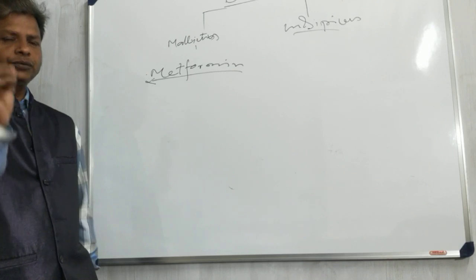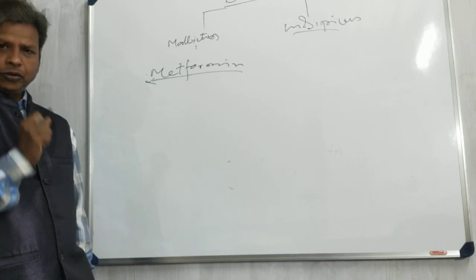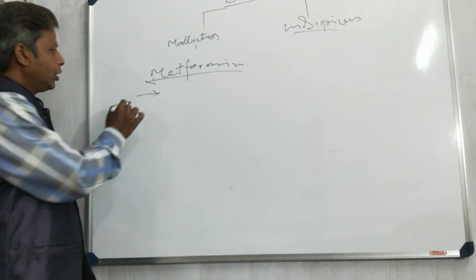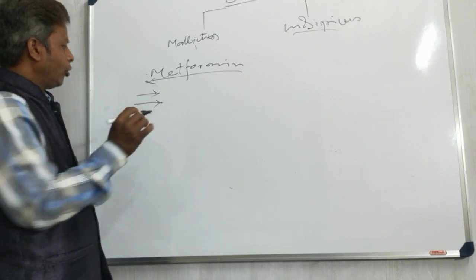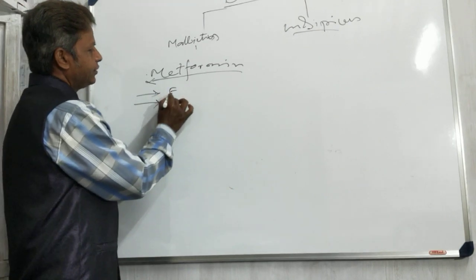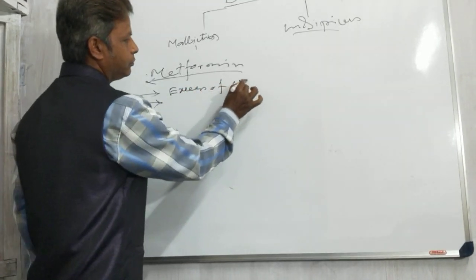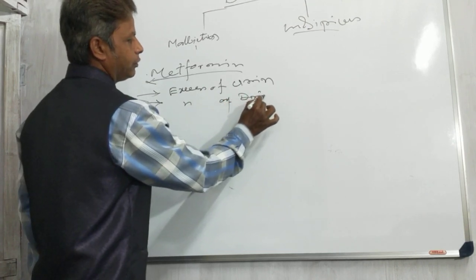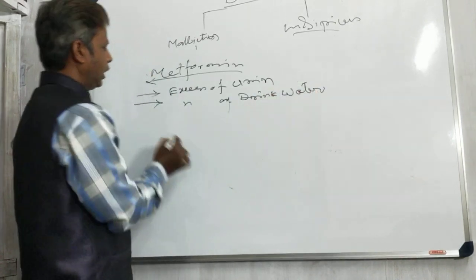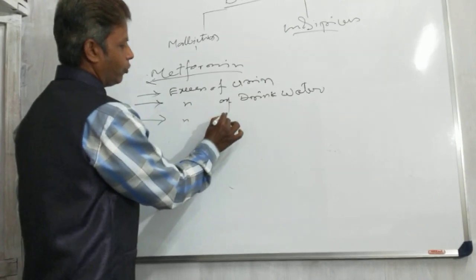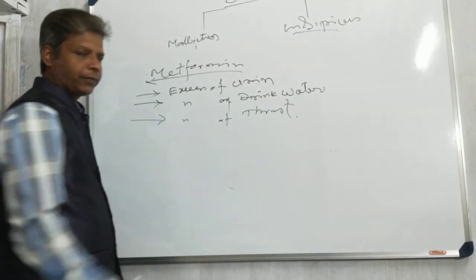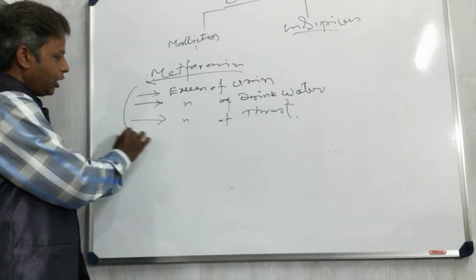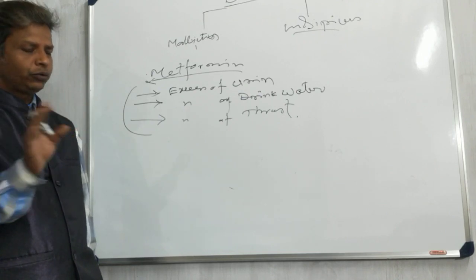Along with this, the greater symptom is increased urine, that means passing urine gradually or frequently. You are excessively hungry. That means excess of urine, excess of drinking water, excess of thirst. These are the three cardinal symptoms of diabetes mellitus. If you have this trio of symptoms, then don't get tense.